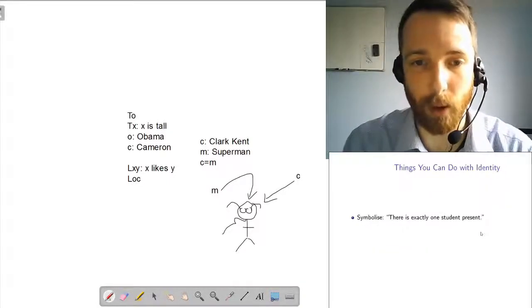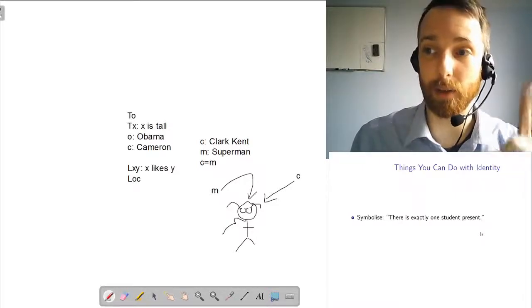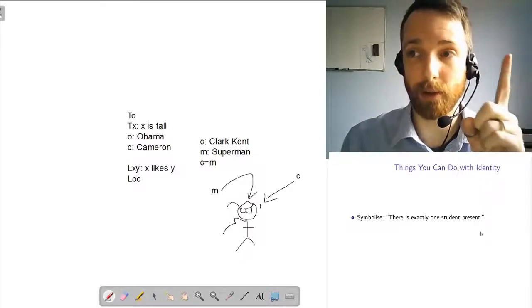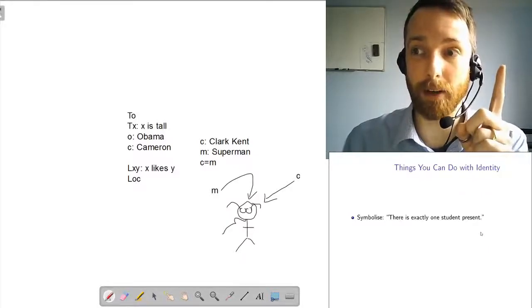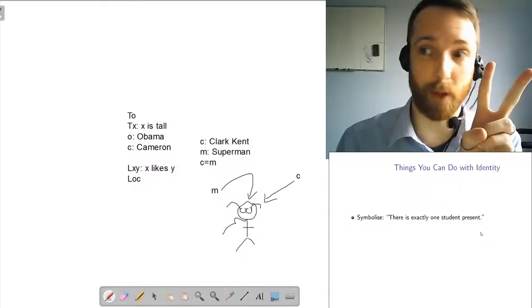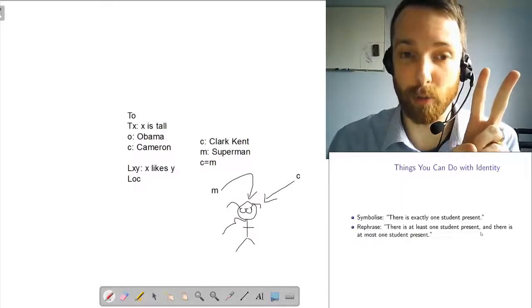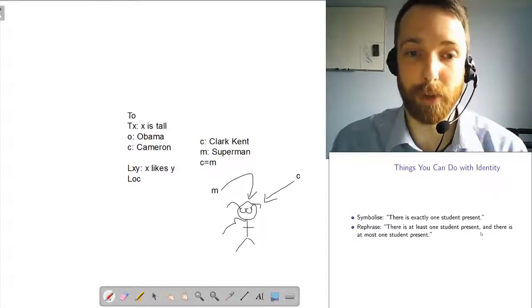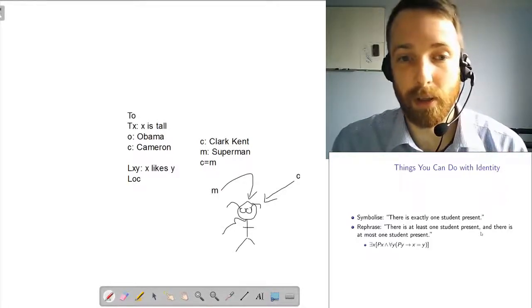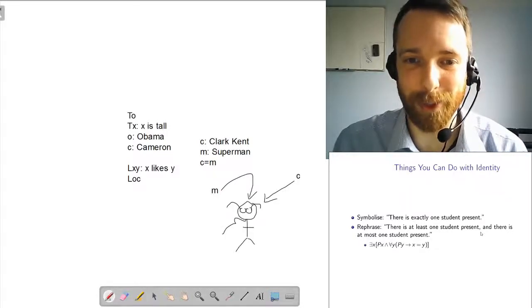But if I want to say there's exactly 1 student present, I can do that by saying there's at least 1 student present. That's just, there exists an X, Px. And there's at most 1 student present, which on the model of the previous example, we can do by saying it's not the case that there are 2 or more. There's at least 1 student present, and there's at most 1 student present. I'm going to leave this here for you. I want you to look at this and try to persuade yourself that this means there's at least 1 student present, and there's at most 1 student present.